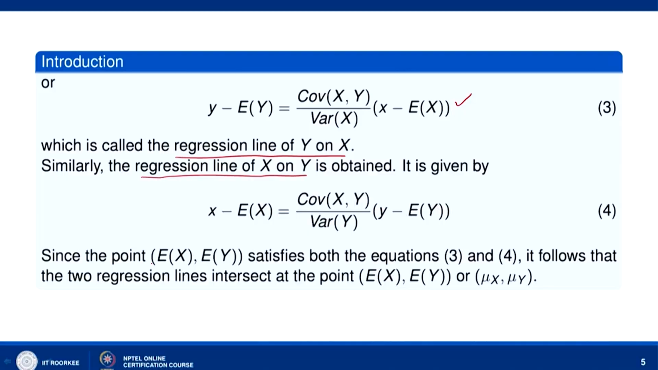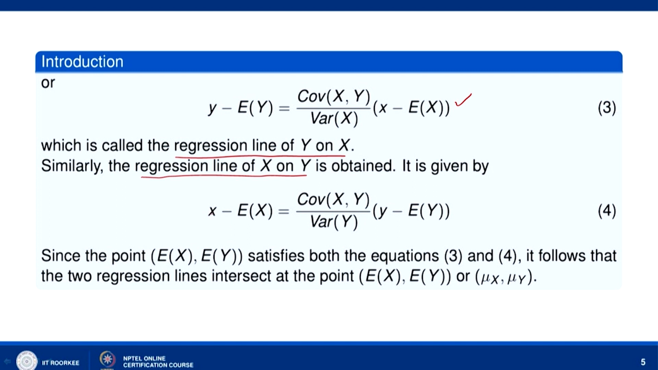It is given by x minus E x equal to covariance of x y over variance of y into y minus E y. Now, since the point E x, E y satisfies both the equations 3 and 4, you can see that if you put the point E x, E y in this equation, then E y minus E y equal to 0, E x minus E x equal to 0. So, 0 equal to 0. So, E x, E y satisfies this equation.